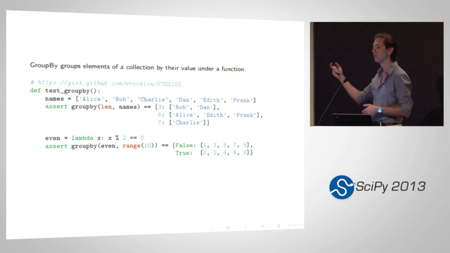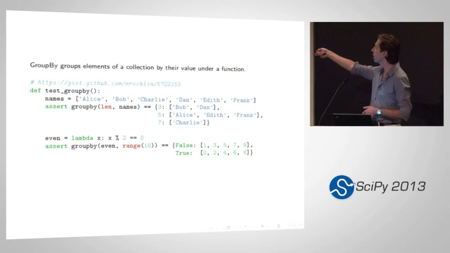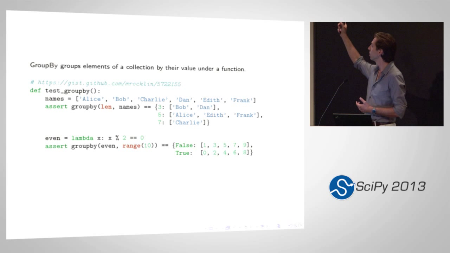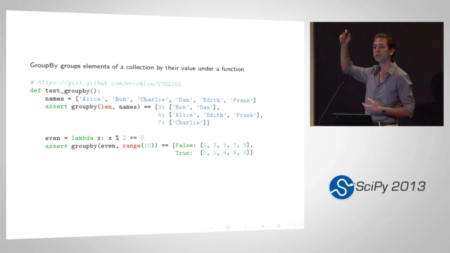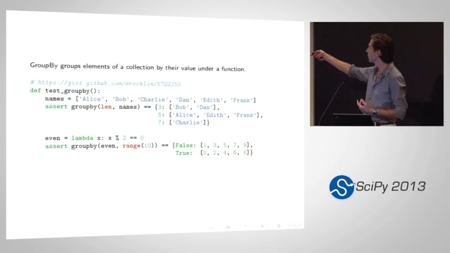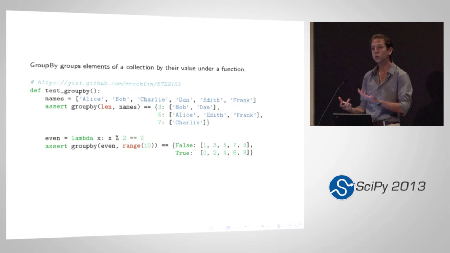And group by takes a function and a collection of names, and it groups those names by their results under that function. So it returns a dictionary that maps 3 to Bob and Dan, the 2 guys whose names have length 3, and takes Alice, Edith, and Frank to 5. Okay, so this is group by.